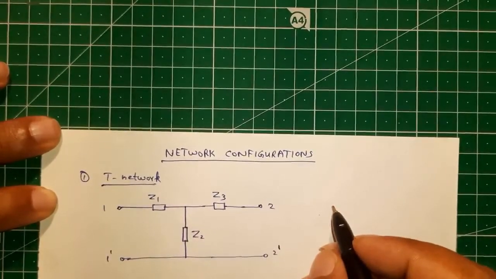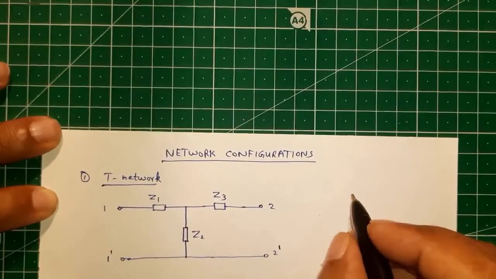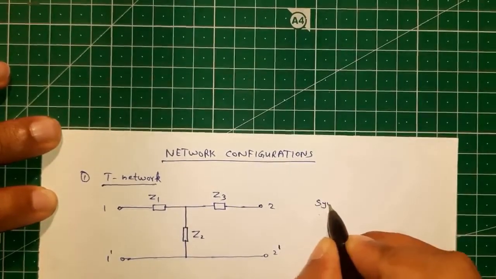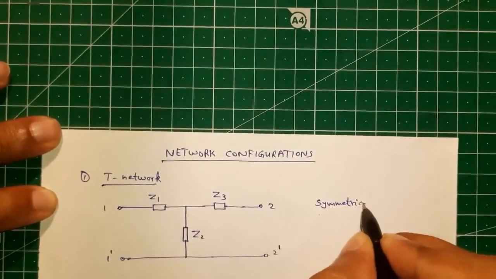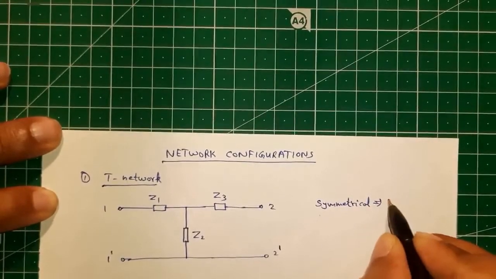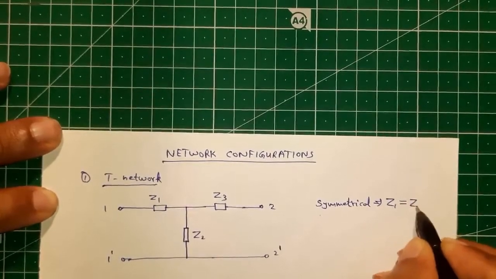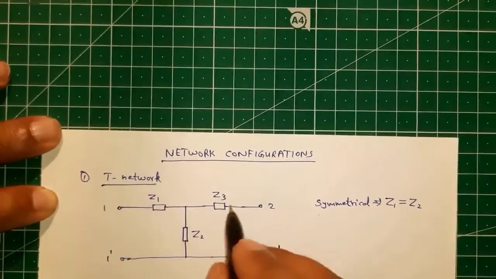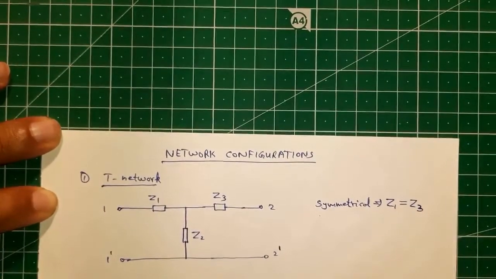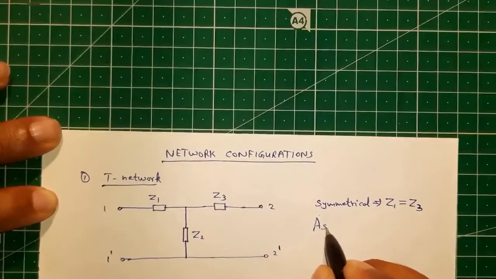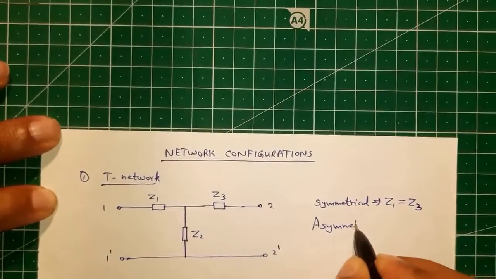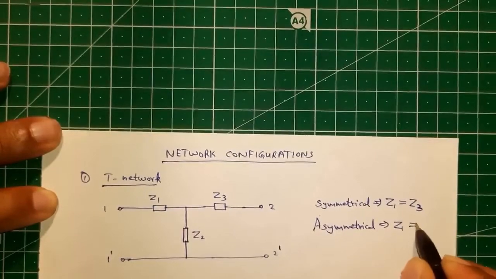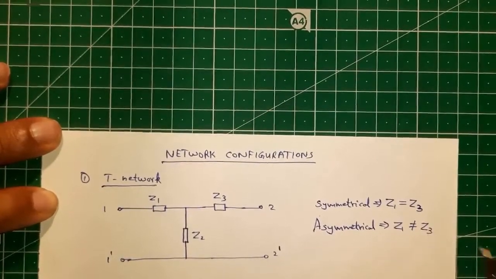When will this network be symmetrical? This network will be symmetrical if Z1 is equal to Z3, and this network will be asymmetrical when Z1 is not equal to Z3.